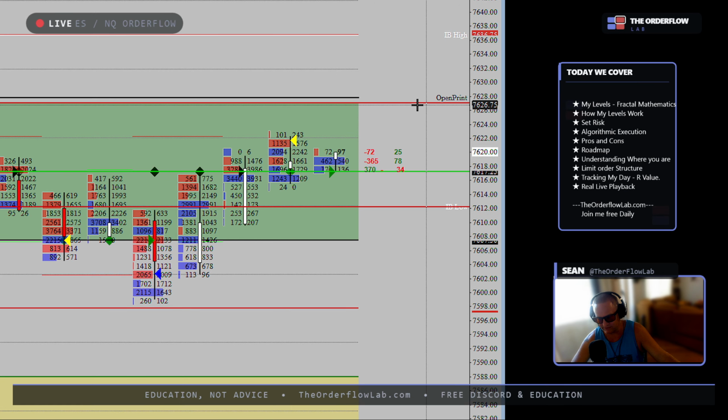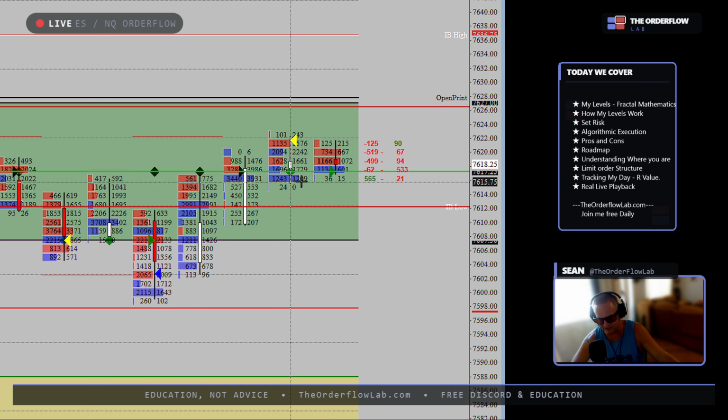It can work, right? So we'll just get in front of the level right here. We'll see if we can take it up. Got the open print right here. But still, we run the risk of this backfilling. So this is a very chop heavy zone, right? That I really don't like trading in unless it's the edges of it, right? Because this thing can just smack right down, especially with these thin prints right here, right?